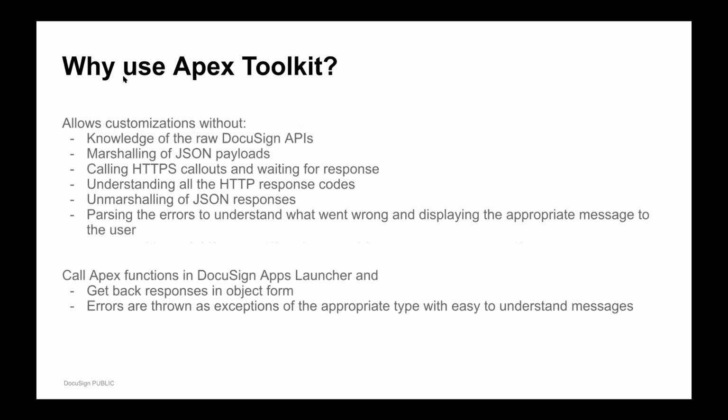So why use Apex Toolkit? Our customers are free to use the raw DocuSign APIs. But the true strength of our API toolkit lies in the fact that you can simply call an Apex method and get a response without needing to delve into the heavy lifting happening behind the scenes.